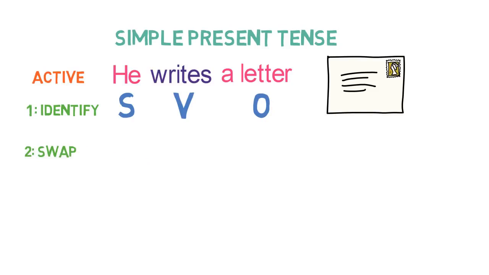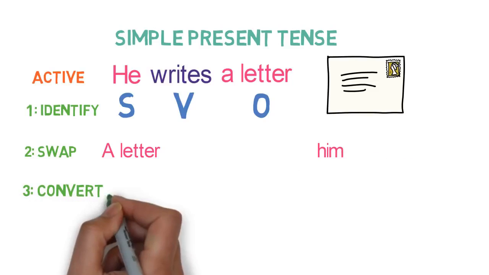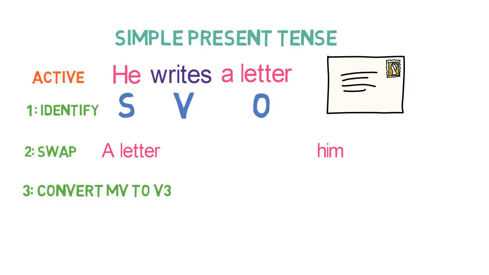Second, swap. Now we need to swap object to subject and subject to object. So a letter will come at the first place and he will be turned into him and positioned last where the object was there. In step 3, we need to convert main verb to the third form.